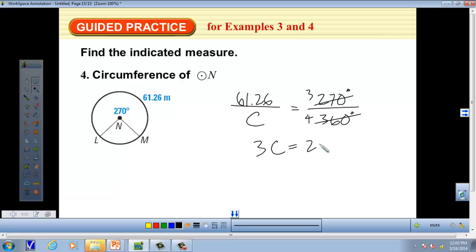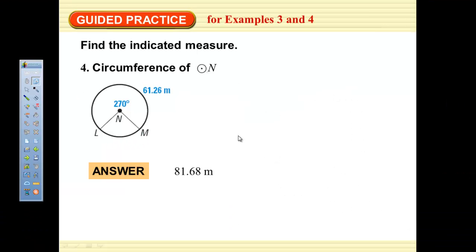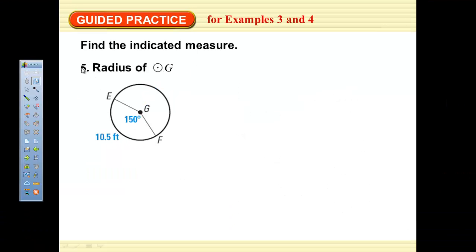That gives us 245.04. Dividing both sides by 3, c is equal to 81.68. So the circumference is 81.68 meters. So that would be the distance all the way around. Okay? And here's one more.